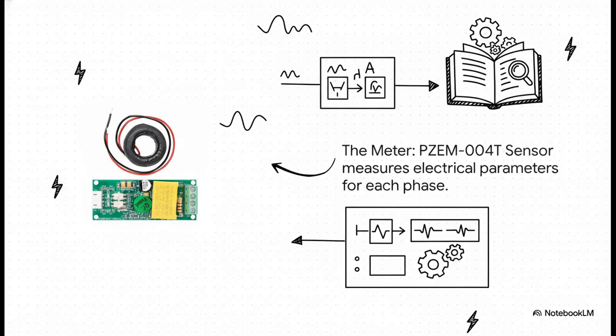And we give the exact same treatment to the PZEM-004T sensor. We see the hardware, and right next to it, a diagram that explains what it's measuring, what its data looks like, and its key specs. It's this granular, piece-by-piece detail that elevates your documentation into a truly useful visual encyclopedia.